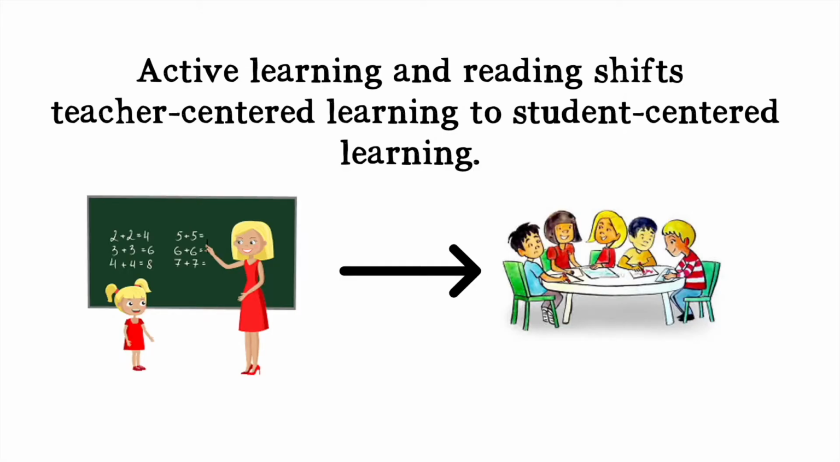The next slide says active learning and reading shifts teacher-centered learning to student-centered learning. So what this means is we are veering away from the teacher explicitly teaching the kids in front of the classroom, and the kids are now digging deeper within their own knowledge and themselves to learn and create their own learning. So they're making their own meaning, which down the line will help them retain that information and help them make that information their own so that they remember it longer and they can easily retrieve it from their background knowledge.